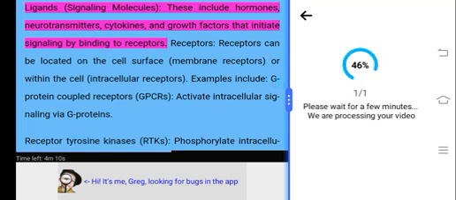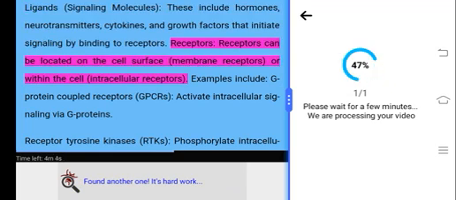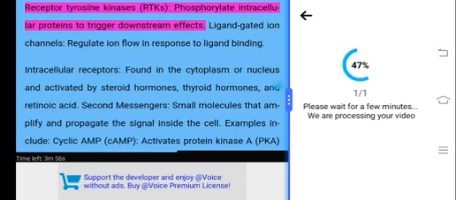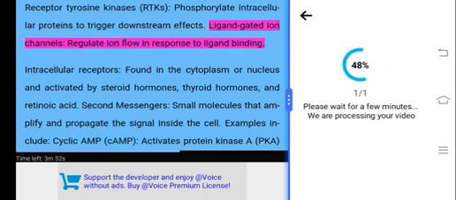Ligands, signaling molecules. These include hormones, neurotransmitters, cytokines, and growth factors that initiate signaling by binding to receptors. Receptors. Receptors can be located on the cell surface, membrane receptors, or within the cell. Membrane receptors. Examples include G-protein coupled receptors. GPCRs activate intracellular signaling via G-proteins. Receptor tyrosine kinases (RTKs) phosphorylate intracellular proteins to trigger downstream effects. Ligand-gated ion channels regulate ion flow in response to ligand binding.